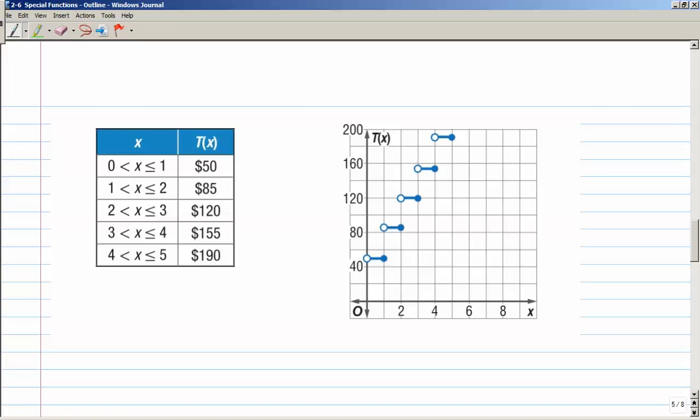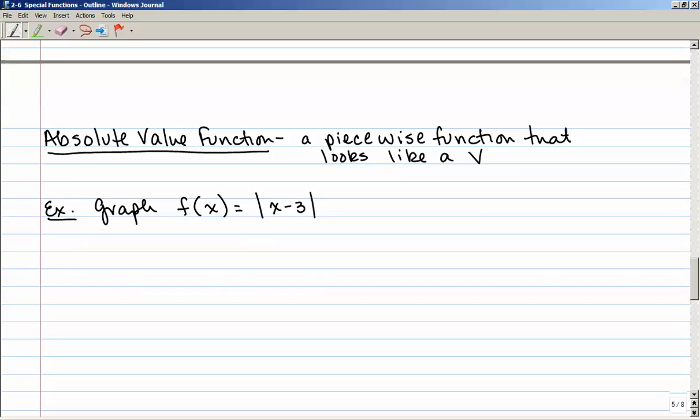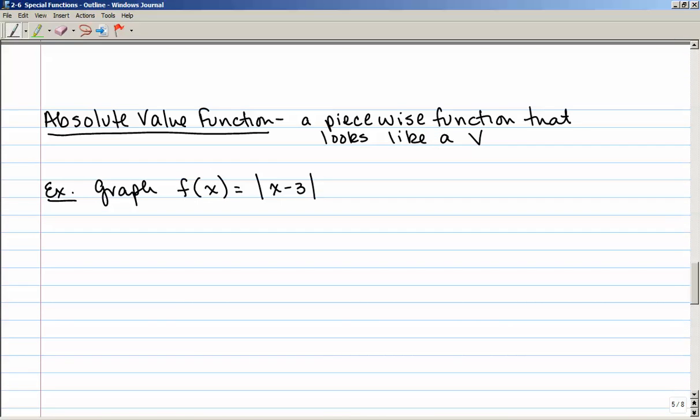It's a little complicated. We're not going to worry about graphing these, but I just wanted you to see what it looks like in case you run into these again. Now here's a more important function, and we actually dealt with these in Algebra 1, and these are absolute value functions. An absolute value function is also a piecewise function, and when you graph it, it looks like a V. Easy way to remember that is it's an absolute value function, and it looks like a V.